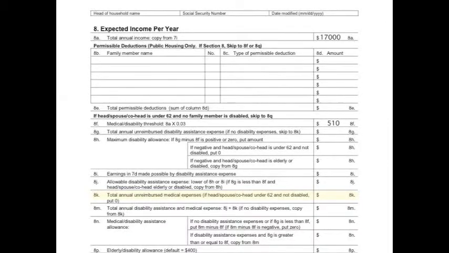If you focus your eyes down on 8K, this is our total annual unreimbursed medical expenses. And what is the family's medical expenses? $2,500. So on line 8K, go ahead and write in that amount of $2,500. On 8M, this tells us total annual disability assistance and medical expenses. But look at the 50058. It tells us to take 8J plus 8K. Well, in 8J, we have a blank field. 8K is $2,500. So what would 8M be?